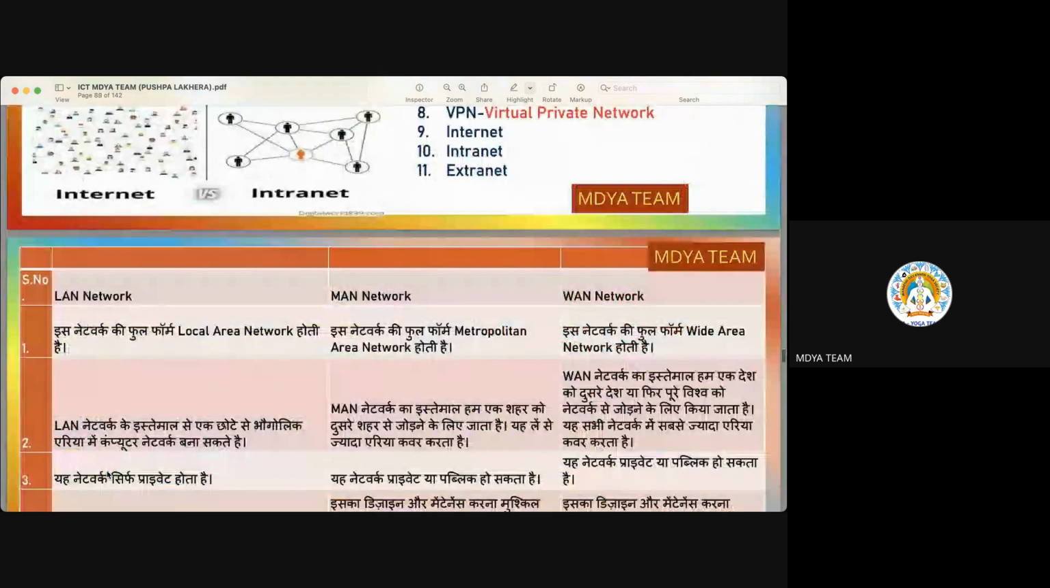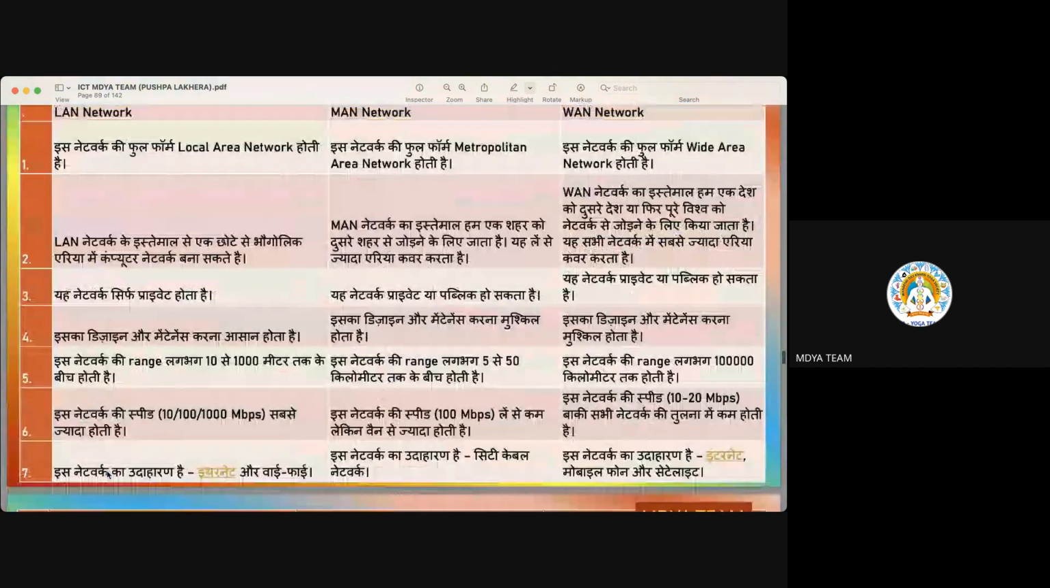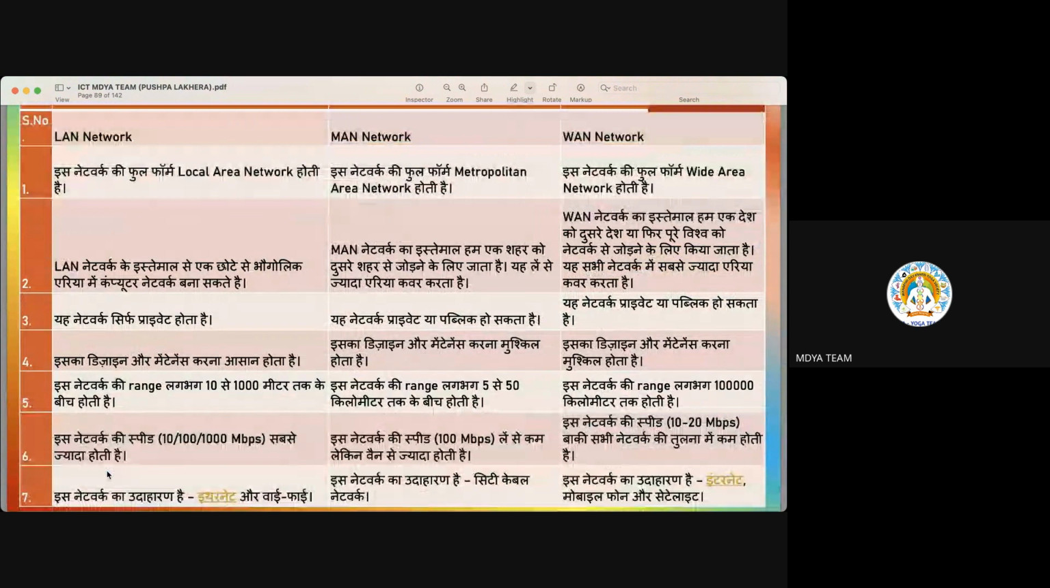Now we'll see what are the characteristics of three types of network: LAN, MAN, and WAN. So the full forms you understood by this time: local area network, metropolitan area network, and wide area network. This network LAN is basically for a smaller area, for one building, or a few meters. If computers are within a few tens of meters, they can be connected by LAN.